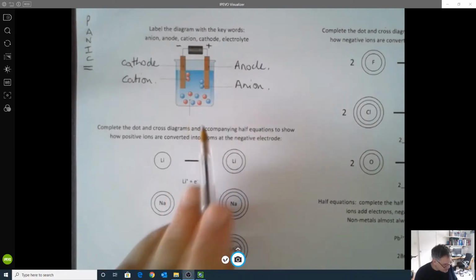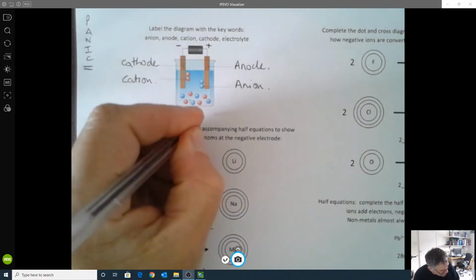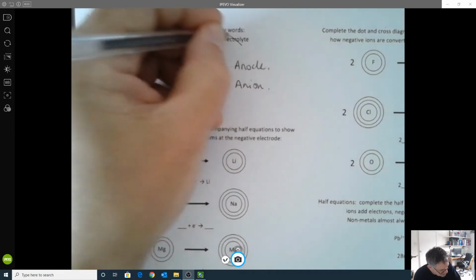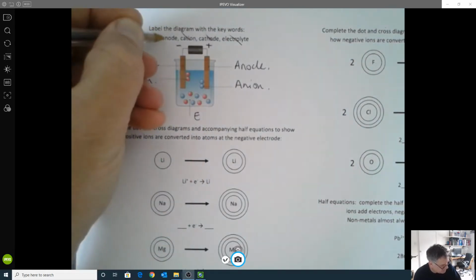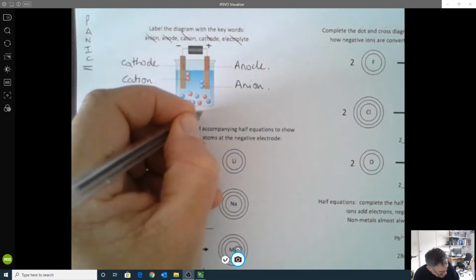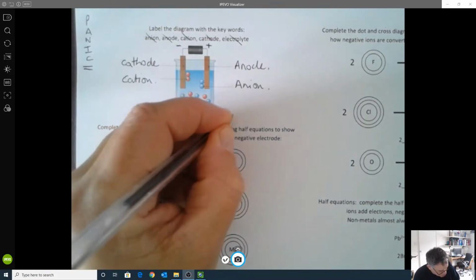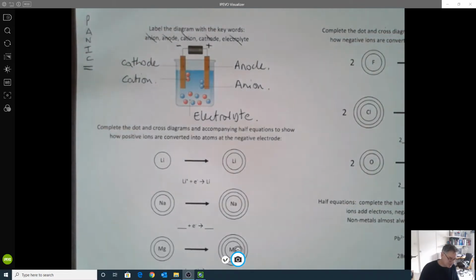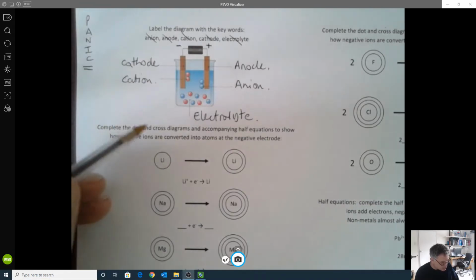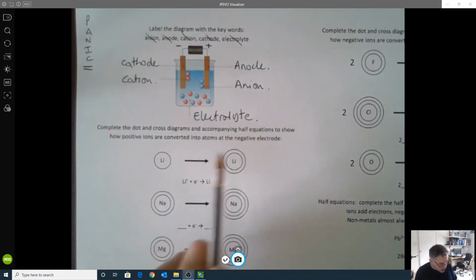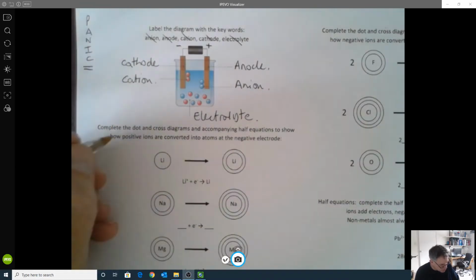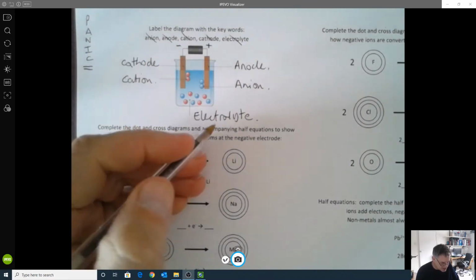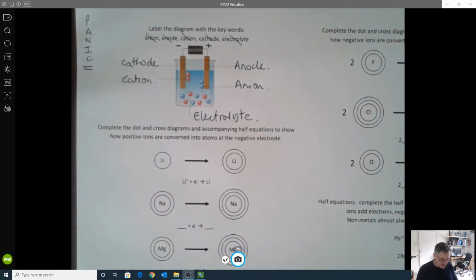I think that this is supposed to be the electrolyte. Yes, that's it. So I've done all of those. This is the electrolyte. That's that. The next thing, it says complete the dot and cross diagrams and accompanying half equations to show how positive ions are converted into atoms. We've then got some for negative ions, and then we've got a few half equations at the end.